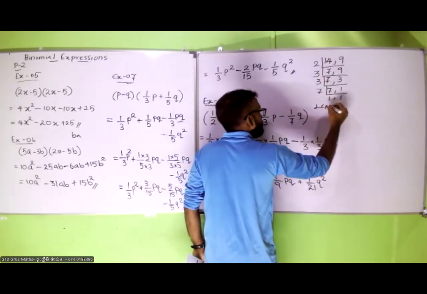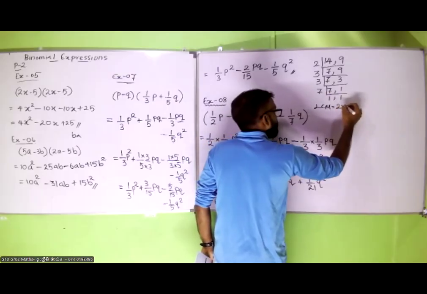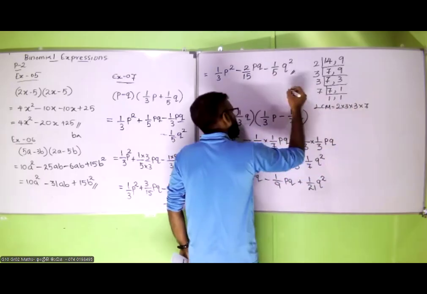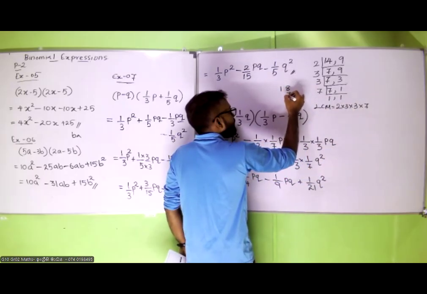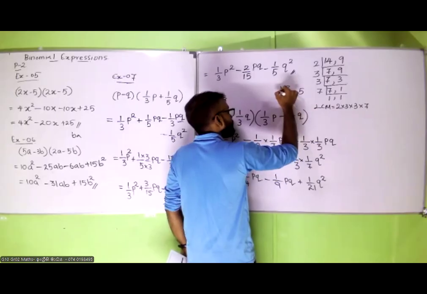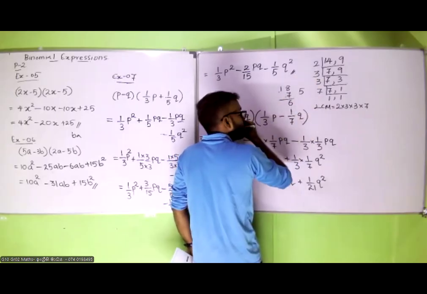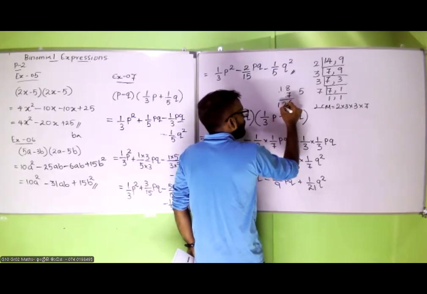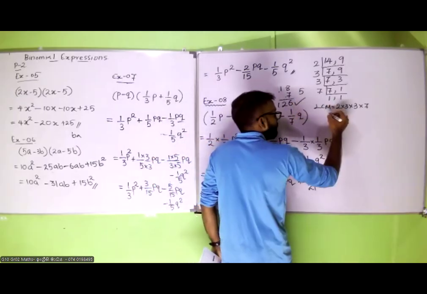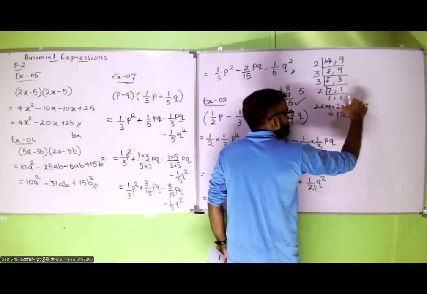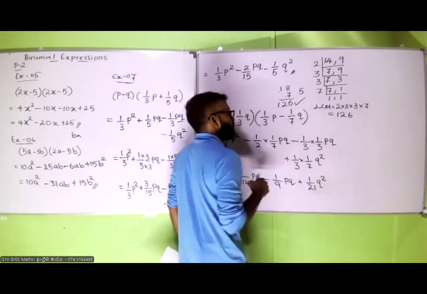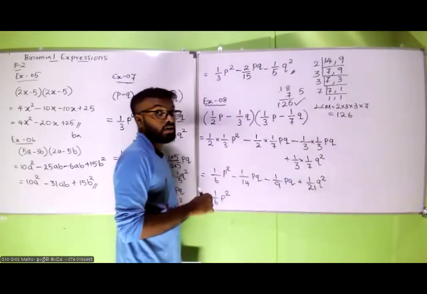So your LCM will be equal to 2 into 3 into 3 into 7. 2 times 3, 6. 6 times 3, 18. 18 into 7. 7 times 8, 56. 7 times 1, 7 plus 5, 12, right? 126. 126 should be your LCM. So your common denominator should be 126.